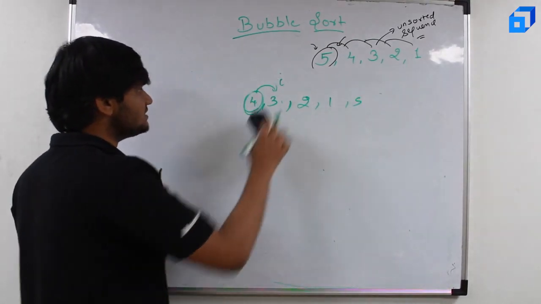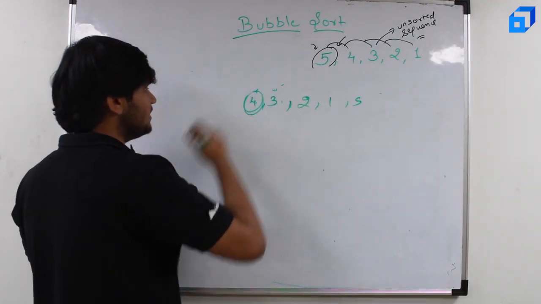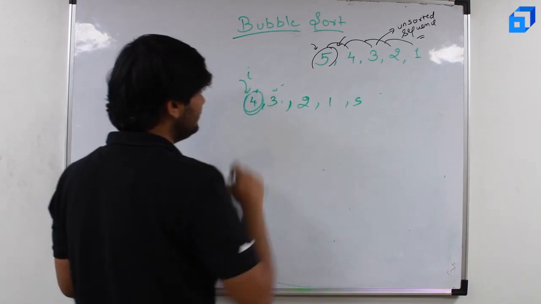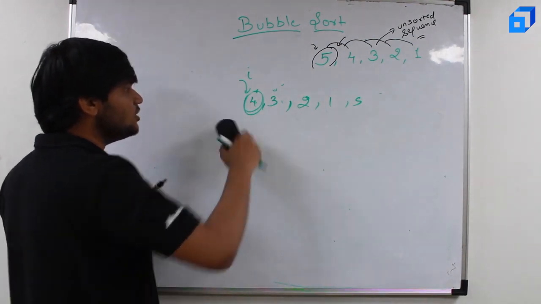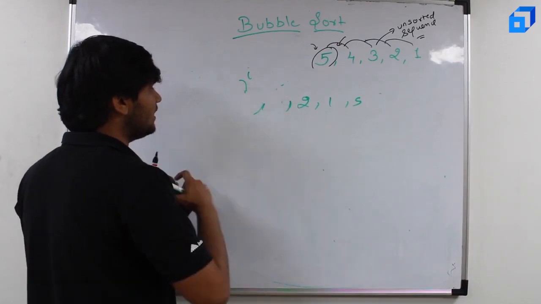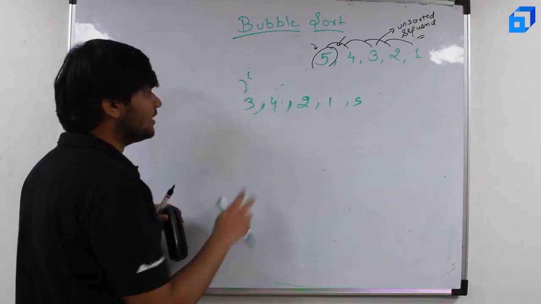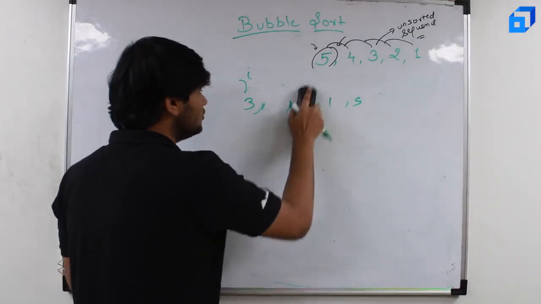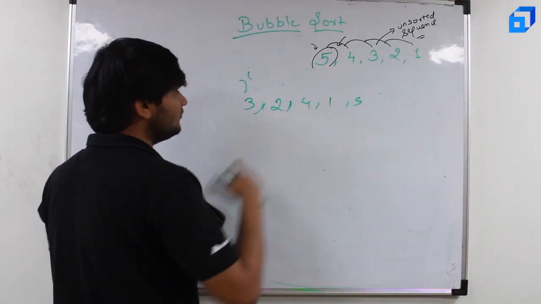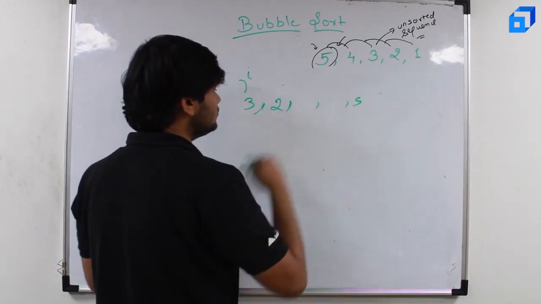Now again we will just start I from the very 0th index, that is this one, and now here you can see when 4 and 3 will be compared, 4 will be greater than 3, so we will just swap 4 and 3, right? So 4 and 3 will be swapped and 3 will come here and 4 will come here. Again 4 and 2 will be swapped, so 2 will come here and 4 will be swapped to here, and again 4 and 1 will be swapped, so these two come here.